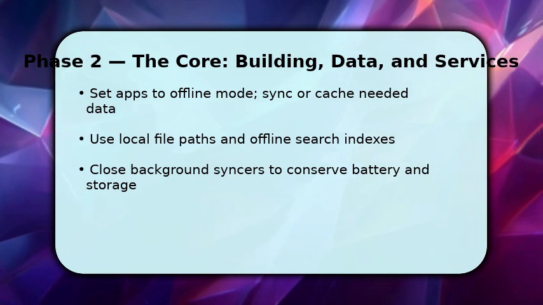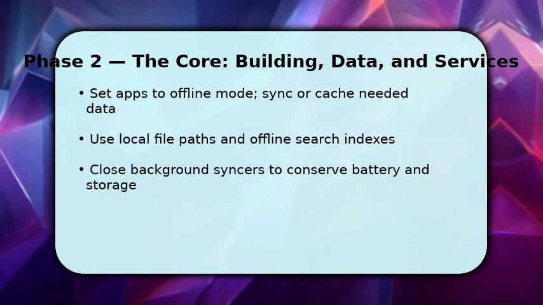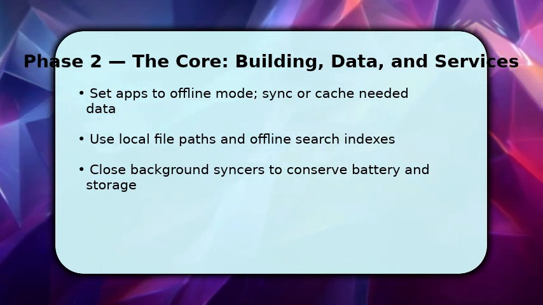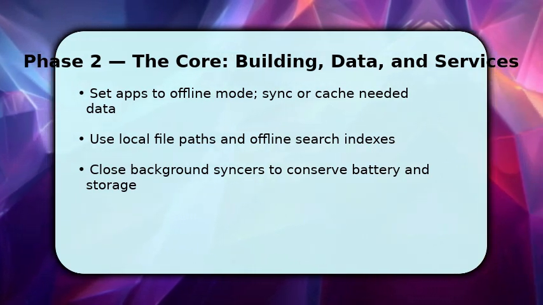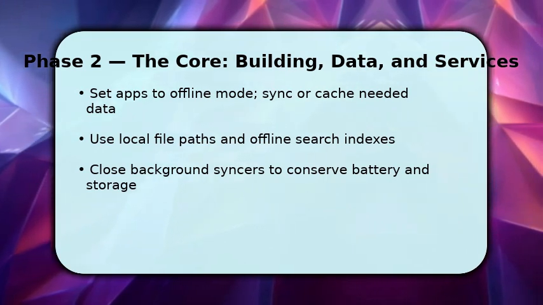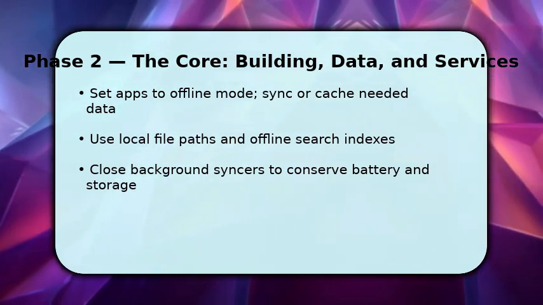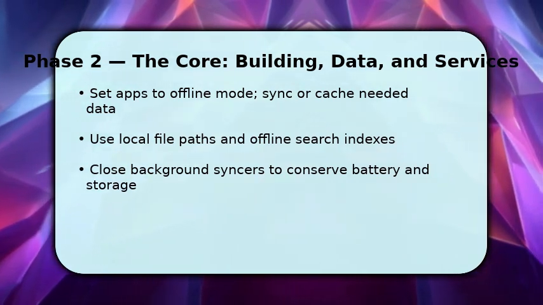Open your reading, mapping, and media apps and switch them to offline mode, then trigger a manual sync or cache build so indexes are ready. Point apps to local file paths rather than cloud links to avoid broken references. Close background sensors and automatic backups to conserve battery and storage. This also prevents accidental re-enabling of network features that would.